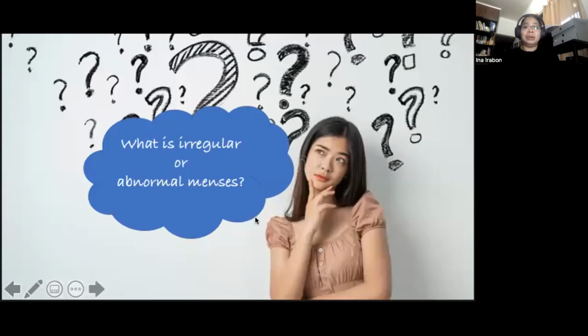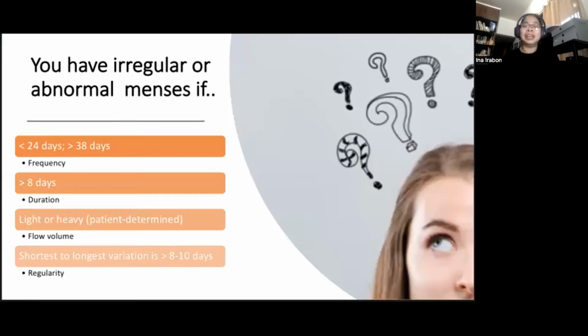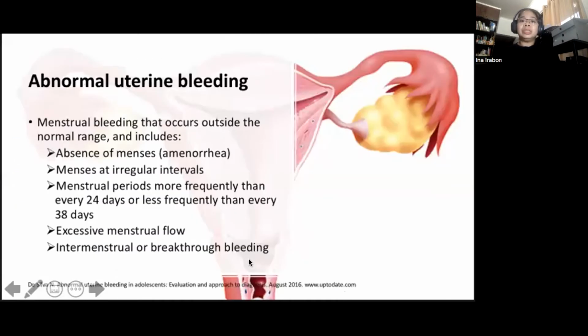So what is irregular or abnormal menses, or what we call abnormal uterine bleeding? Of course, irregular abnormal menses will be the opposite of what I just mentioned. You have irregular or abnormal menses if your menses are coming more frequently than every 24 days or less frequently than every 38 days. The duration is lasting for more than 8 days, or you have very light or very heavy menses. And the shortest to longest variation is more than 8 to 10 days. As I've already mentioned, this is what we call in general terms abnormal uterine bleeding.